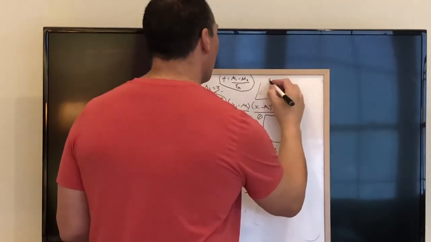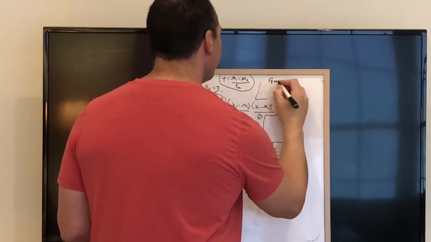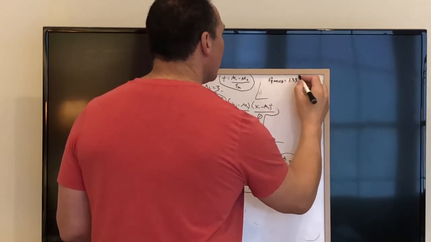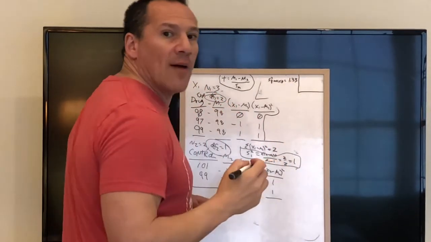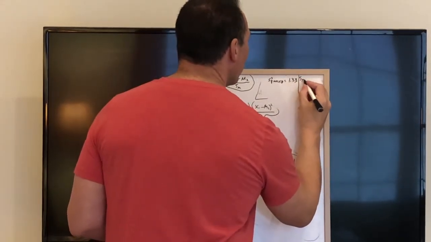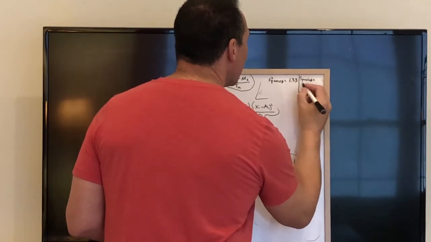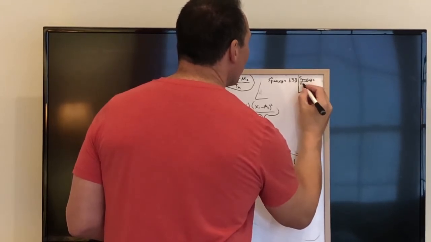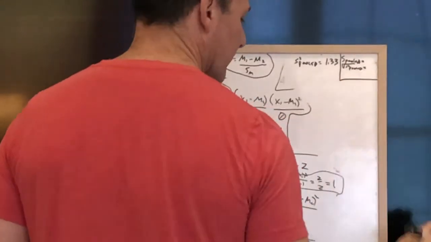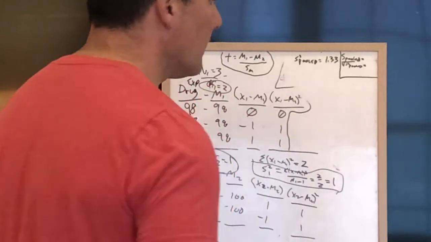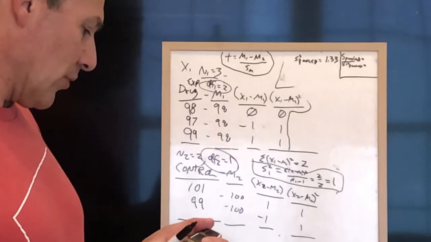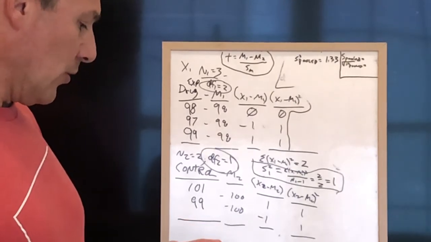Okay, so S square pooled equals 1.33. All right, kids, I'm gonna put a little sidebar right here, and I'm gonna keep it here. S pooled is the square root of S square pooled, which is the square root of 1.33, which is 1.15.